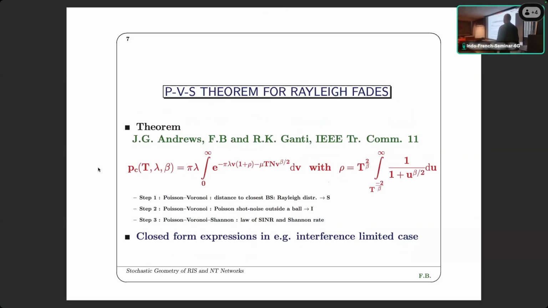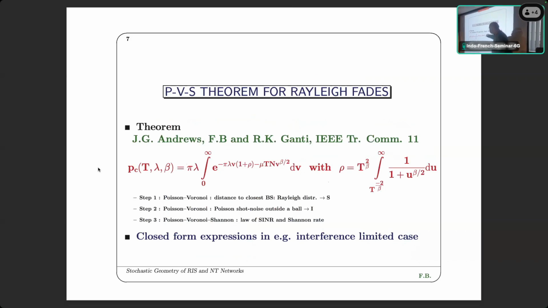And with Radhakrishnan and Jeff, we got this explicit representation. I will say a few words on how to get it. This is a constant in this case, which depends on T and beta: T to the power 2 over beta times this integral. Who cares? It is just a function of T and beta. And then you see, if beta is 4, you would see a Gaussian type integral, and you would have a closed form.